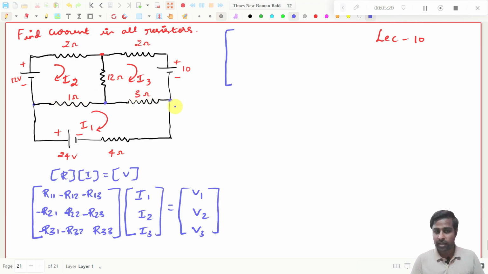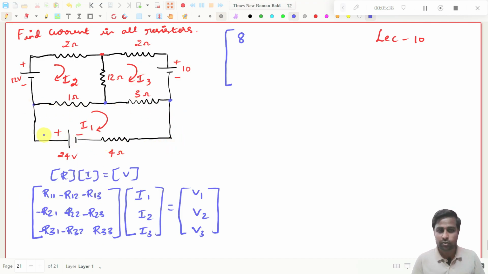So loop 1, it is like this. How many resistances are there? 3 resistances are there. What is the total resistance of these 3? 4 plus 3, 7, 7 plus 1, 8, that's all. So you will get plus 8 here. It has to be plus because diagonal elements will be positive. Then you go for R12.